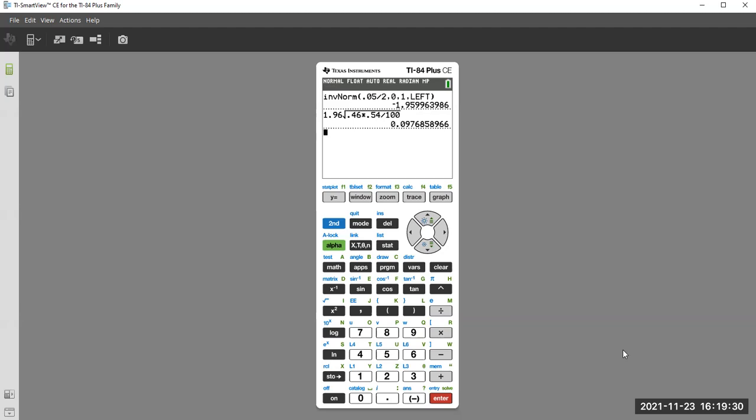There's no real hard and fast rounding rule here. I'll take 2 decimal places. If I take 2 decimal places here, the 7 means the 9 becomes a 10. So margin of error, 0.10.